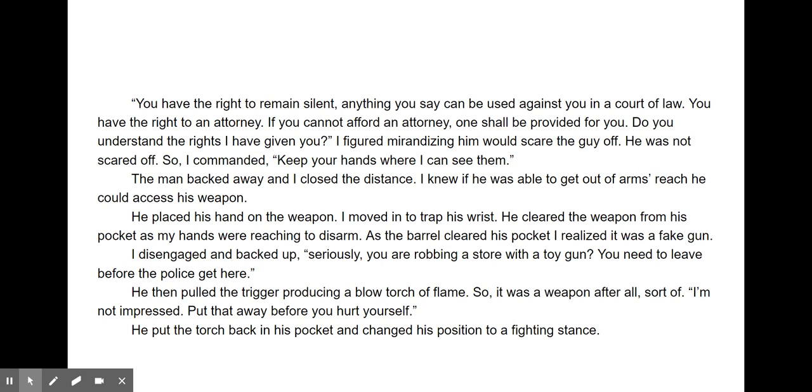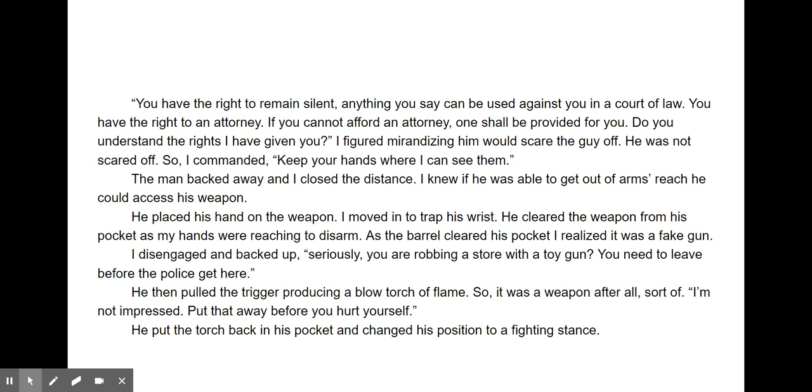"You have the right to remain silent. Anything you say can be used against you in a court of law. You have the right to an attorney. If you cannot afford an attorney, one shall be provided for you. Do you understand these rights I have given you?" I figured Mirandizing him would scare the guy off. He was not scared off. So I commanded, "Keep your hands where I can see them."